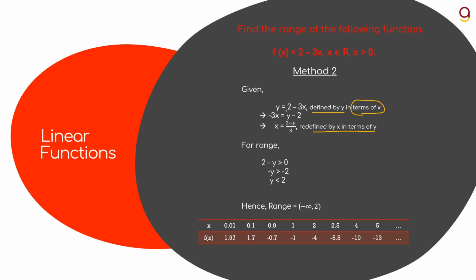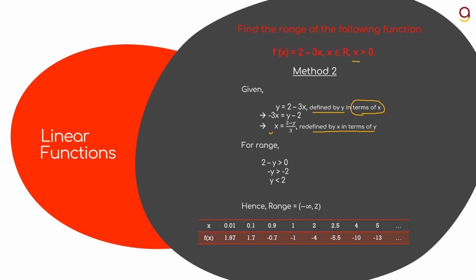So let's do that. y is equal to 2 minus 3x. We'll just take the 2 from the right hand side to the left hand side. So this becomes y minus 2 is equal to minus 3x, or you can say minus 3x is equal to y minus 2. Now we'll take the minus 3 to the denominator. So the sign changes for the numerator. It becomes 2 minus y divided by 3. So now we have redefined the equation with x in terms of y.